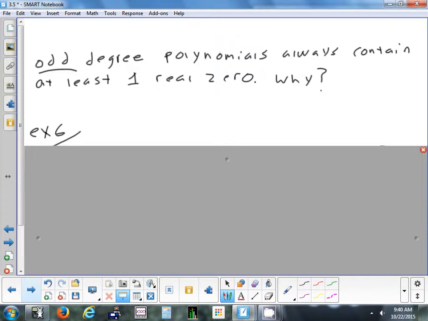What's the end behavior of anything that's odd? Like a parabola is even. It's up, up, or down, down. But what about odd? One end goes down and the other end goes up. Okay, so any odd degree polynomial, one end goes down forever, one end goes up forever.